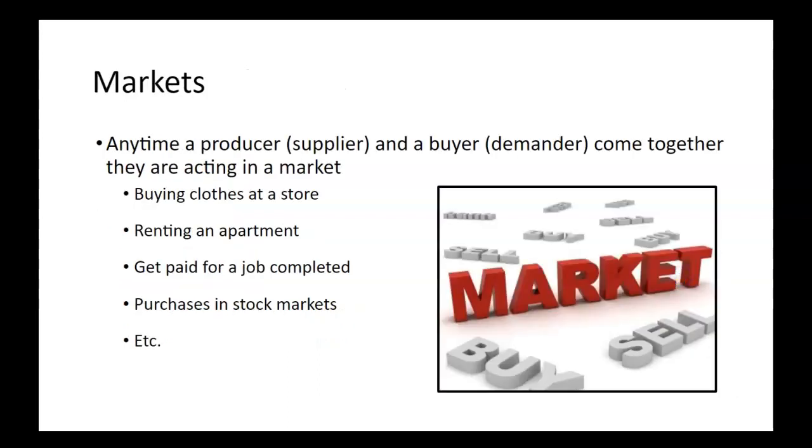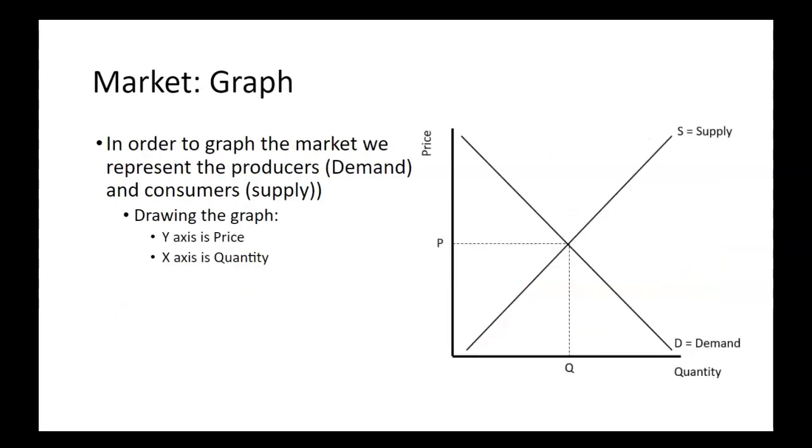So first off, markets are any time a producer, who's one that makes the good, and a buyer, the one who's wanting the good, come together and they're acting in a market. You buy clothes at a store, that's a market. You rent an apartment, that's a market. You get paid for a job, that's a market called the labor market or the factor market. You purchase something in the stock market. The stock market is still a market, even in its title. So the point of this is everything is all about supply and demand, which is why it's the cornerstone of all of economics.